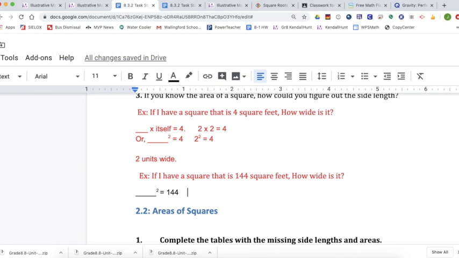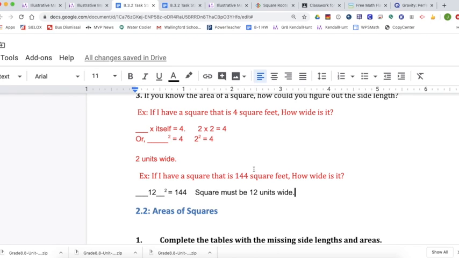So you could run through a bunch of options. You could even try multiplying things out. You could try 10 times 10 is 100. So that's too small. It has to be more than 10. Let's try 11 times 11. Well, that gives you 121. Let's try 12. 12 times 12. If you know your 12s tables, you know that that actually is 144. So really, since 12 squared gets us 144, we know this square must be 12 units wide.